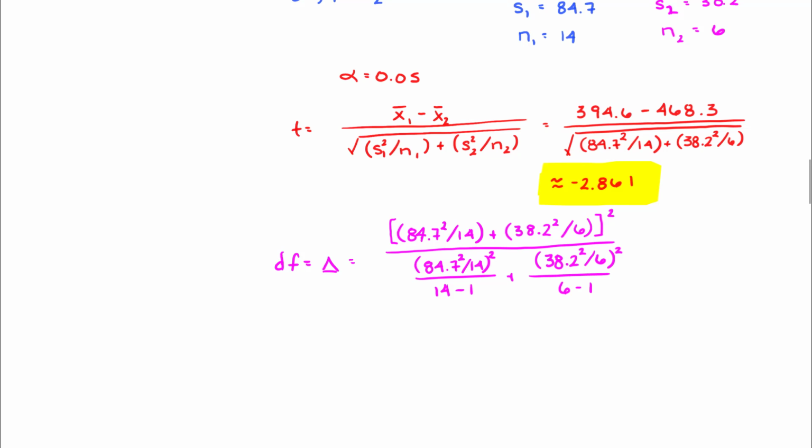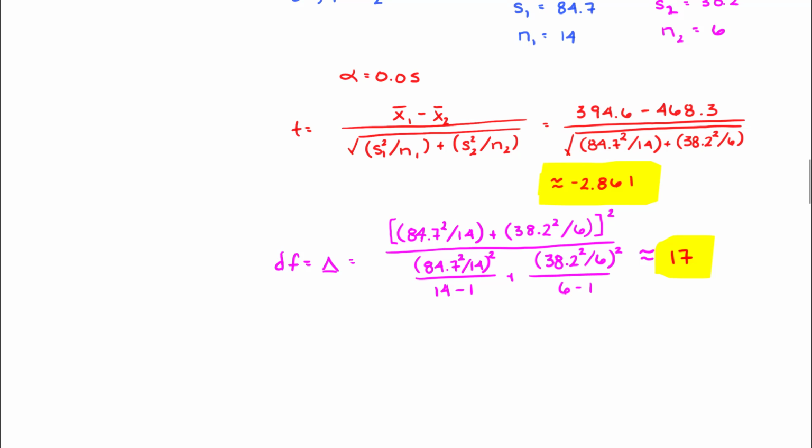When we type all this in, we get a value. It's 17 point something, but whenever we're calculating degrees of freedom, we always round down. So this is going to be approximately 17. So we have our degrees of freedom as 17. We have our t value as being negative 2.861. So now we can go ahead and do the critical value approach or the p-value approach.